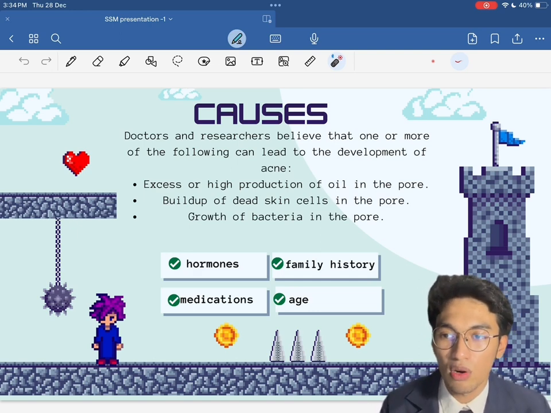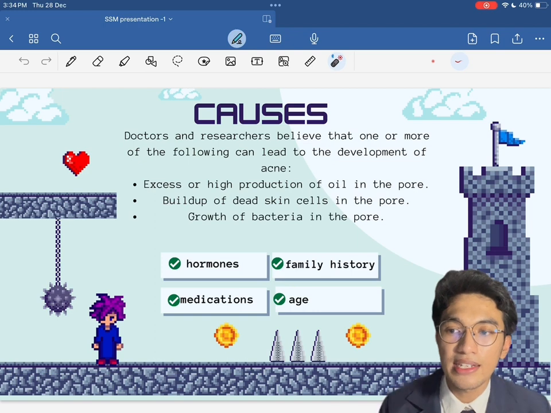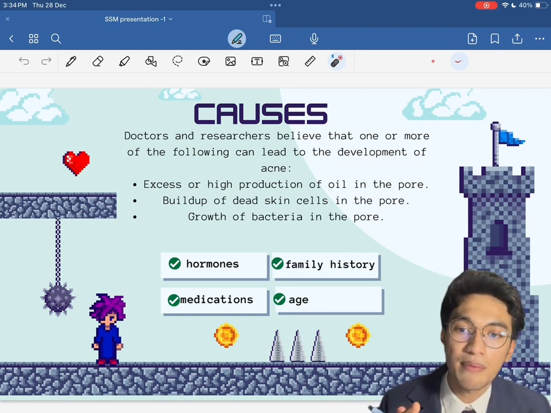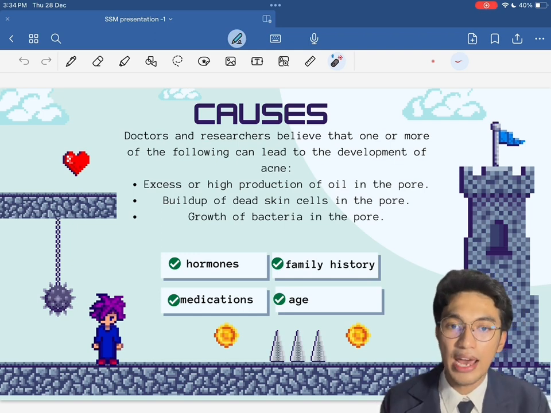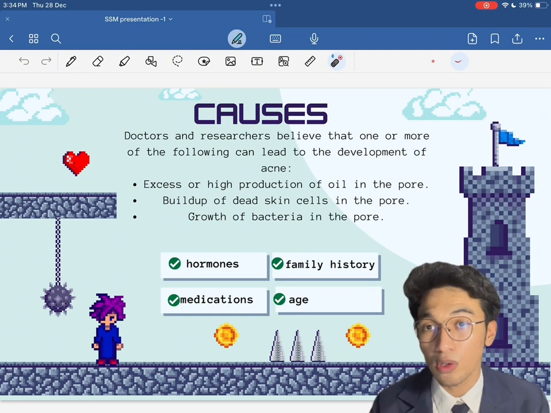The first one is hormones. An increase in androgens, which are male sex hormones, may lead to acne. This increase happens in both boys and girls normally during puberty and causes the sebaceous glands to enlarge and make more sebum. Hormonal changes related to pregnancy can also cause acne.